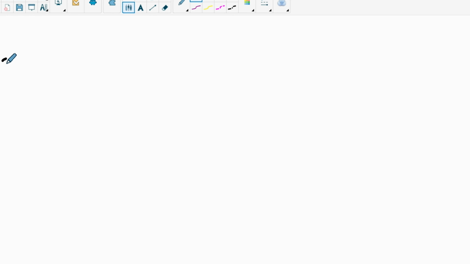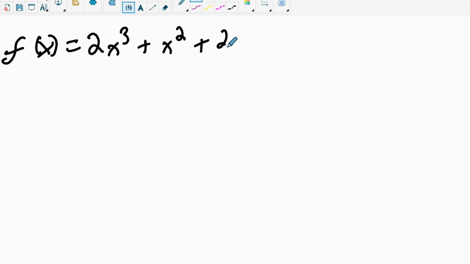So let's say f of x, and I don't want to make it too bad. I want to make my arithmetic fairly easy. It is 2x cubed plus x squared plus 2x plus 1.